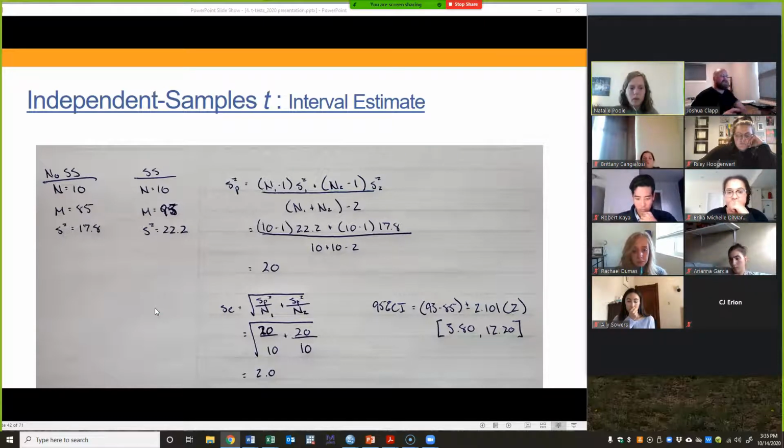Okay. People see how we're going through and interpreting this. It's a little bit different because we're talking about a difference as opposed to a mean. So we're doing a little bit of a shift there. But any questions about this? Okay.